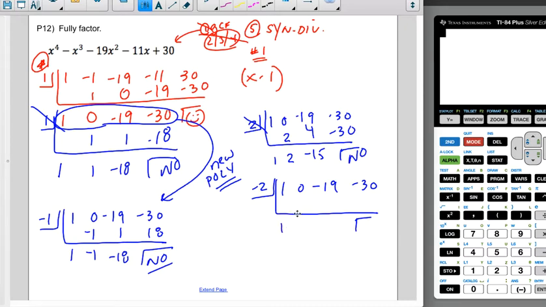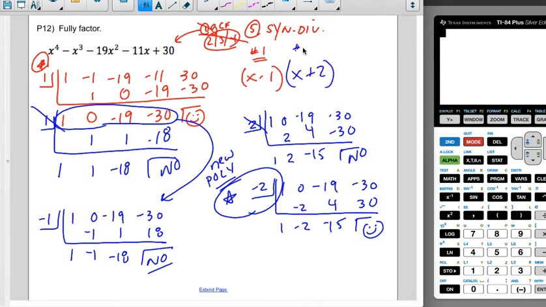Drop it down, multiply, add straight down, multiply, add straight down. Hey, there's a winner, right? So yay! Okay, so we now get that this is a factor, so my second factor is an x plus 2, right? And what's left is a number, an x, and an x squared.